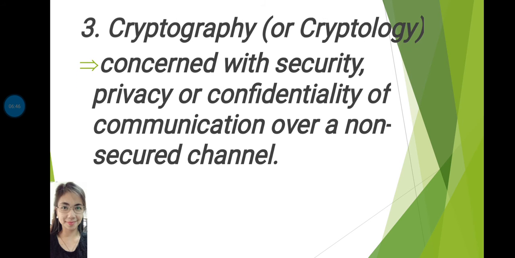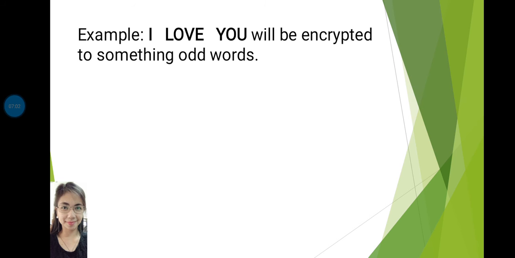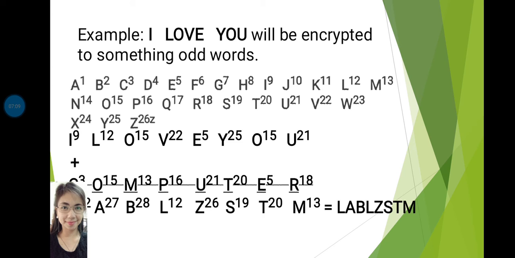So here, let's proceed to the number 3, which is the cryptography or the cryptology. This is concerning with security, privacy, or confidentiality of communication over a non-secured channel. Example, the words I love you will be encrypted to something odd words. So these are the alphabet letters, and we have 26 letters, the English alphabet. Since the positional number of I is 9, we have to consider this. It's 9. And the words I love you here will be added by the keyword computer as the constant key.